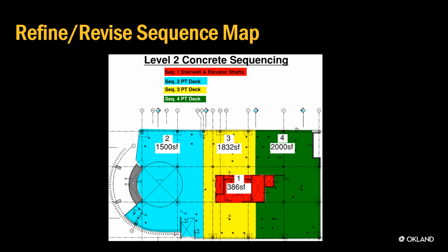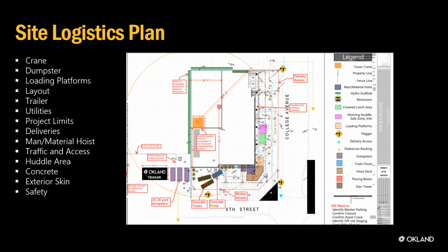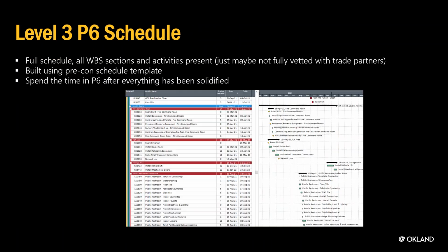You're going to revisit your sequence maps, your phasing drawings in this phase. You're going to, if you haven't already, develop a site logistics plan and consider some of those things on the left: a crane, dumpster, loading platforms, where's your man and material hoist, how do you access the site, are there certain laydown areas you need for concrete, think about safety, and all of that goes into your schedule, obviously.